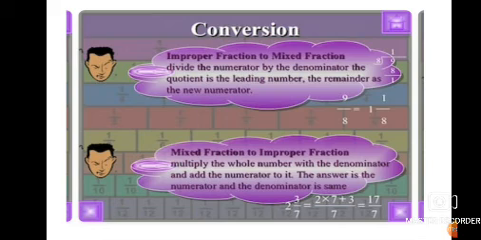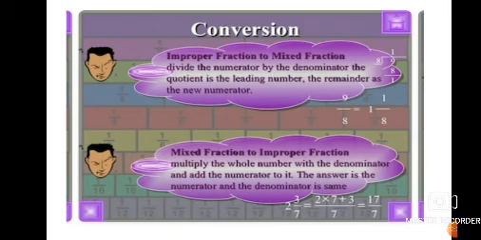Conversion: improper fractions to mixed fractions. Divide the numerator by the denominator. The quotient is the leading number. The remainder is the new numerator. For example, if we've got an improper fraction in which the numerator is greater than the denominator, like 9 over 8, we will simply divide 9 by 8. 8 times 1 is 8, 9 less 8 is 1, and therefore it will give us 1 whole 1 over 8. So this is how we convert improper fractions into mixed fractions.